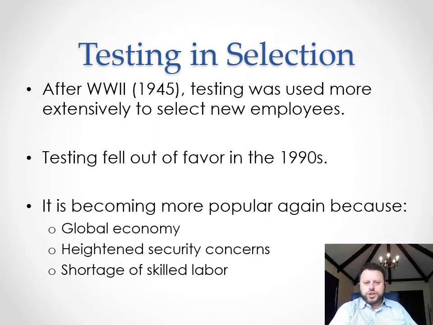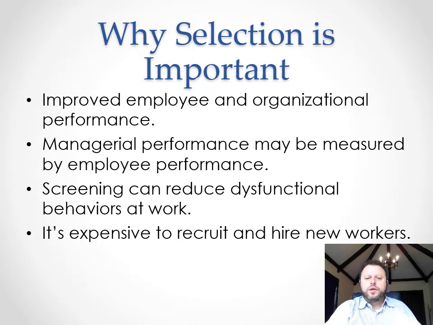There are also more security concerns about choosing the right kind of person because data is so sensitive these days. And there is increasingly a shortage of skilled labor. You do have more and more people going to university, but people are very specialized. So why is it so important to choose the right person? Obviously, if you have the right people for the job, you're going to have better performance.